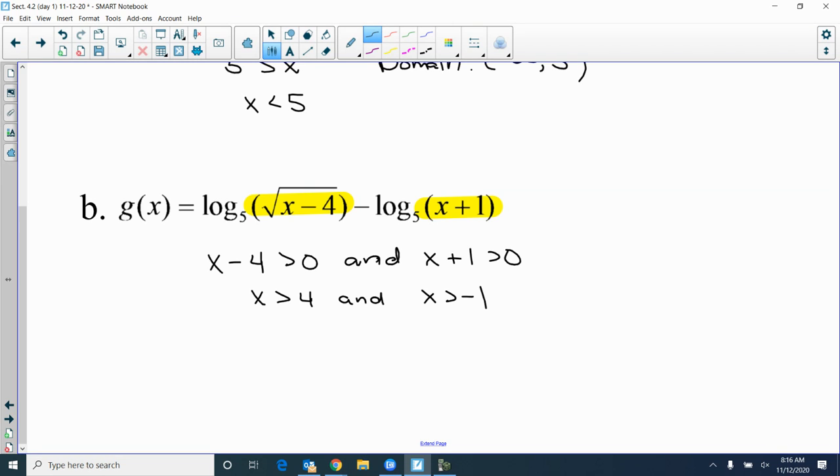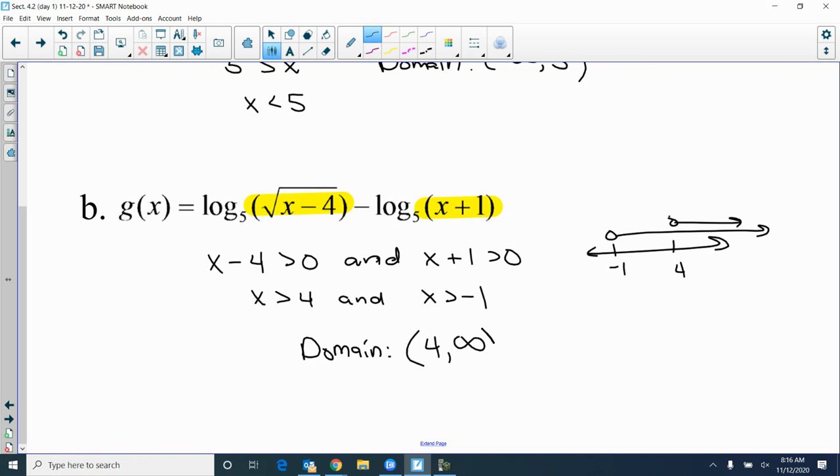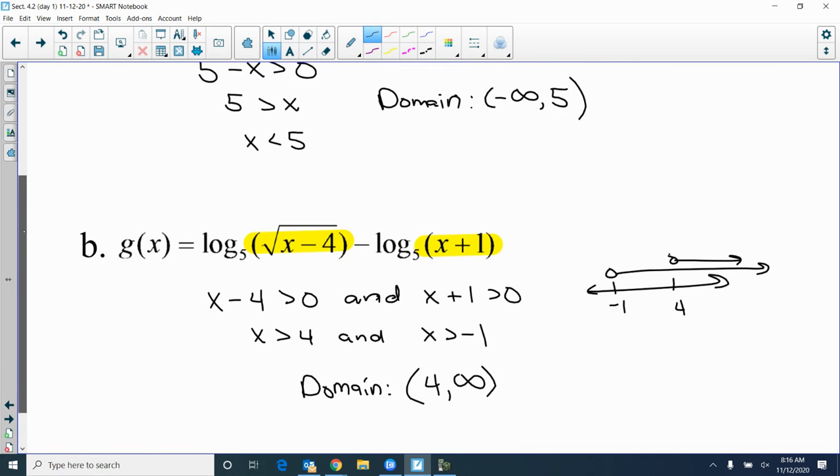Okay. So basically, you got to satisfy both cases, x has to be greater than 4, and x has to be greater than -1. And what are we looking for? Since it's an and problem, we're looking for where they overlap. So that final answer is going to be from 4 to infinity. So our domain will be from parentheses 4 to positive infinity.